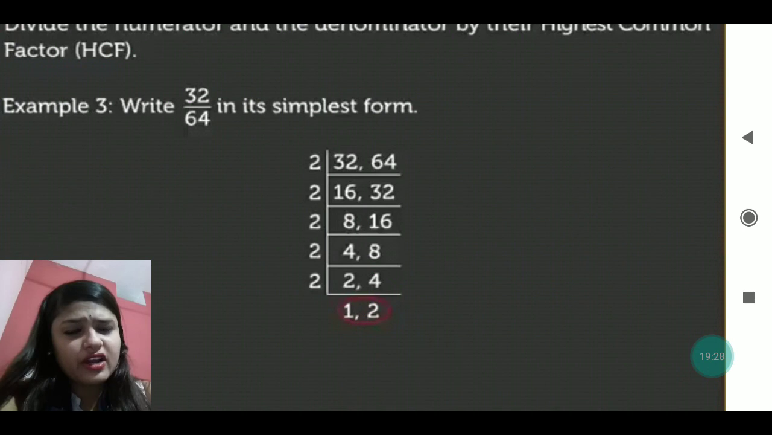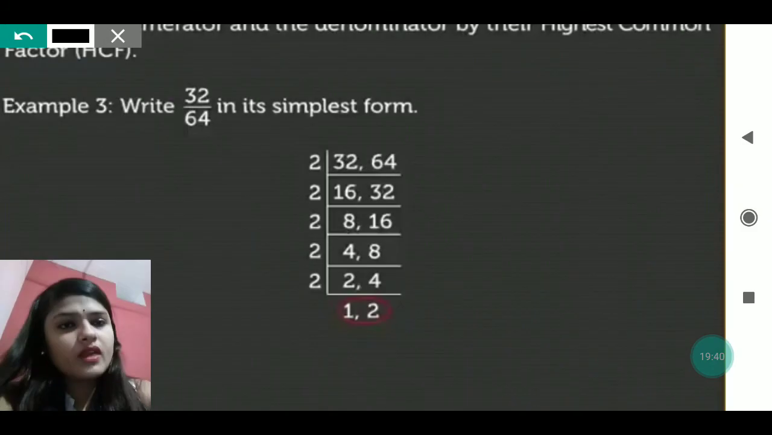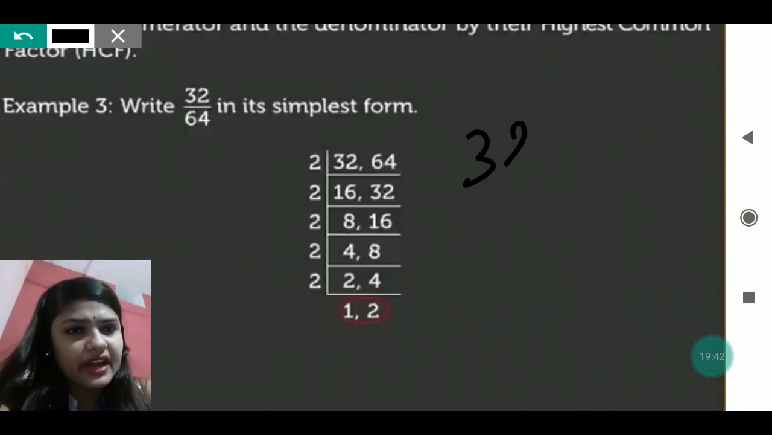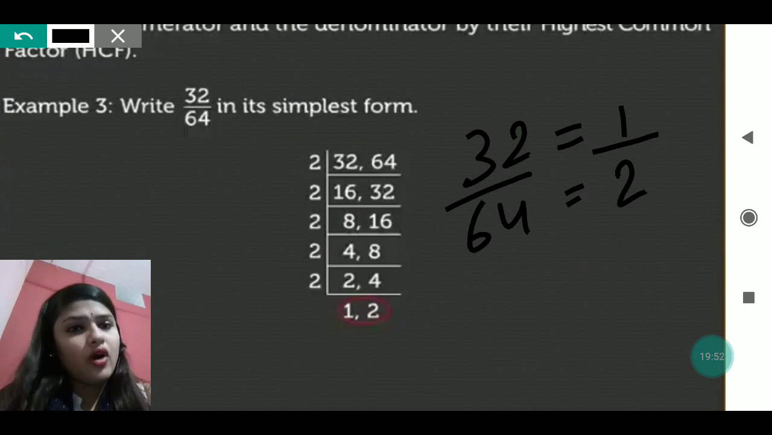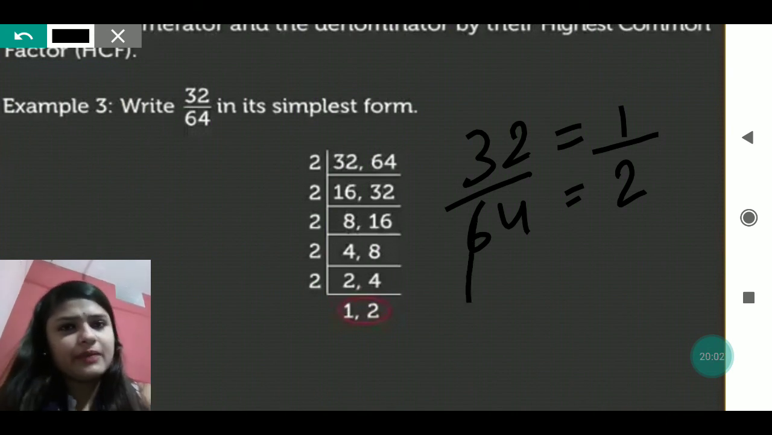So when I found the HCF of this number, I got the lowest term as 1 and 2. What I have got? The lowest form of 32 is 1 and of 64 is 2. So 1 by 2 will be the lowest term of this 32 by 64. Okay, 32 upon 64, the lowest will be 1 by 2.